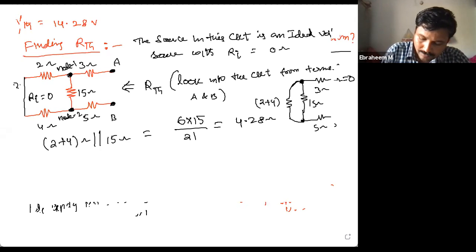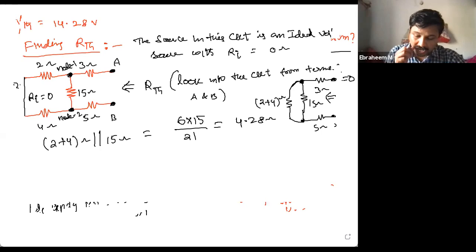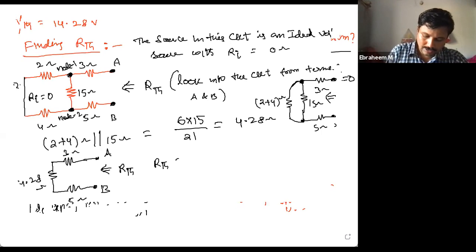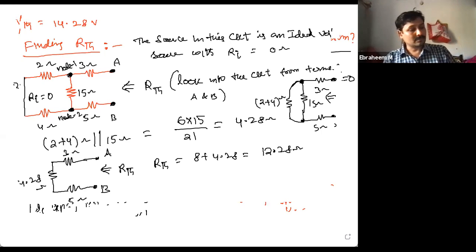This is 2 plus 4, okay, like this. Now for this circuit, the circuit has become like this: 5 ohms, this is 4.28 ohms, this is 3 ohms, A and B. So RTH is equal to how much? 8 plus 4.28, 12.28 ohms. Is it clear?